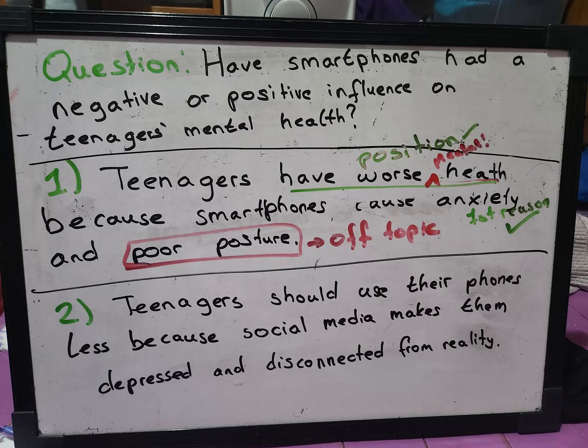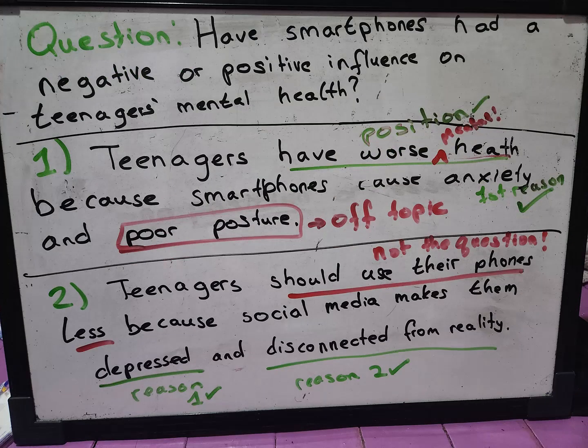Here is the second thesis statement. Teenagers should use their phones less because social media makes them depressed and disconnected from reality. Okay, pause the video again and try to figure out what is wrong here. So, here our reasons are good, but the position part is off topic. Talking about whether teenagers should use their phone less is closely related to the influence of phones on their mental health, but it is not what the question asked.